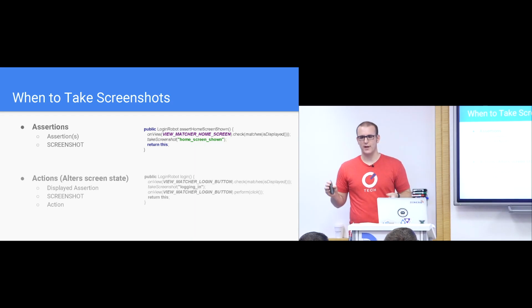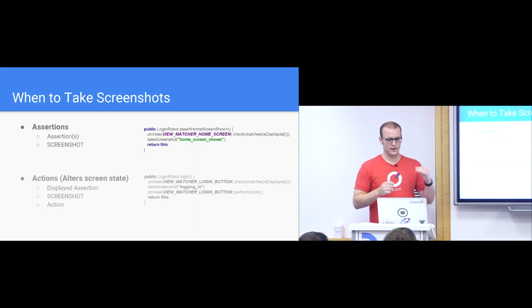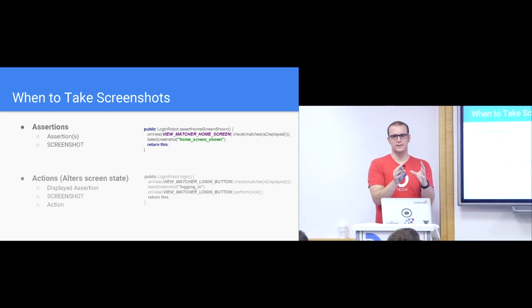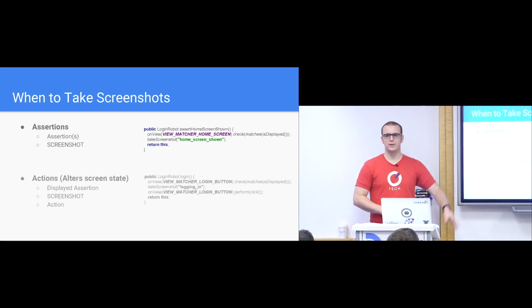When he came on, we whiteboarded for like a day or so when we were first getting into this Espresso stuff. And we're like, okay, if we're going to take screenshots everywhere, how do we do it in a way where it's actually going to capture what we wanted to see right there? So if you're doing just assertions to say, is this visible on the screen? Does this text exist? That's fine.